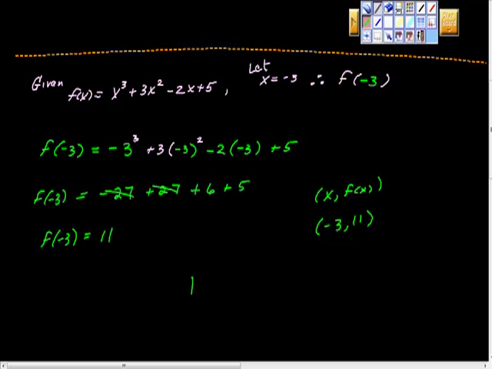Remember, please, forgetting PEMDAS is the most common error made when there are mistakes on these types of problems. So good work. Please practice, practice, practice. You're going to get really, really good at this.